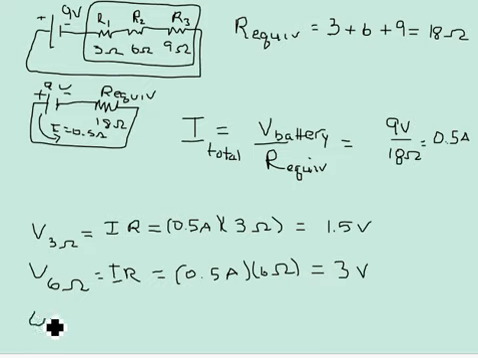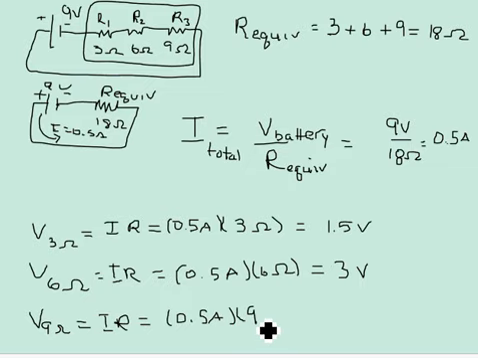And last but not least, my current is now going to move through my 9 ohm resistor, and I want to know the voltage drop across it. So the voltage drop across my 9 ohm is the current through it times its resistance, 0.5 times 9 ohms equals 4.5 volts.